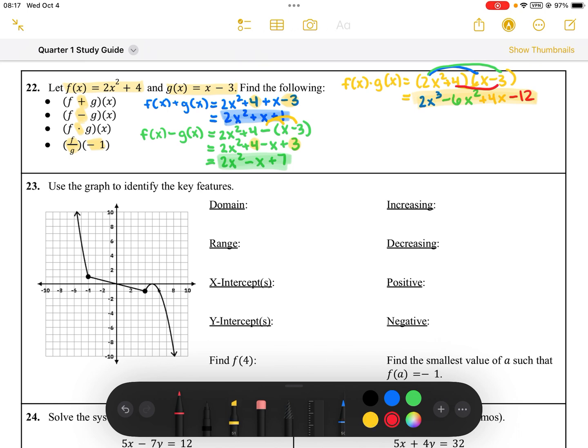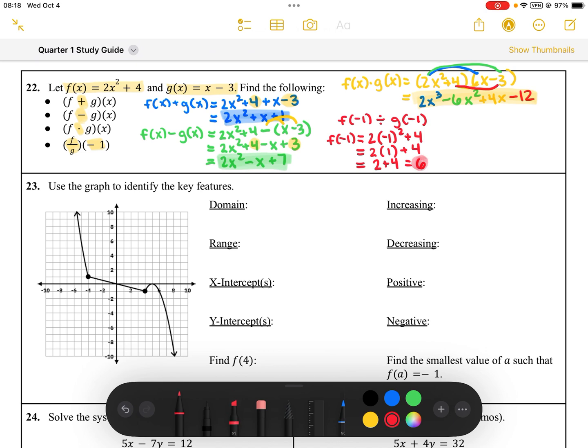Last but not least, f divided by g of negative 1. So that means I'm going to take f of negative 1, divide that by g of negative 1. So I need to find f of negative 1 first. So I'm going to substitute in negative 1 into my function. So I'm going to have 2 times negative 1 squared plus 4. Negative 1 squared is 1, so I have 2 times 1 plus 4. 2 times 1 is 2, and 2 plus 4 will give me 6. So that's my first part.